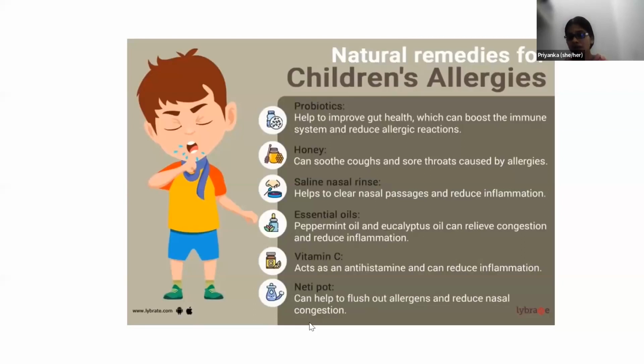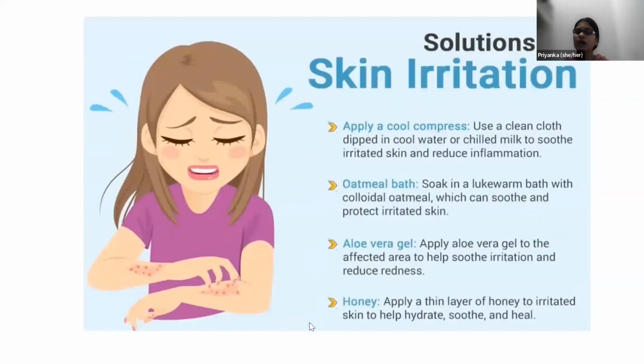There are a few other listed food items and nutrients. You can see vitamin C should be included in the diet of a patient or child suffering from allergies because it acts as an antihistamine and can reduce inflammation. Another example is a child coming with skin irritation. We can ask them to apply a thin layer of honey to irritated skin to help hydrate, soothe, and heal.